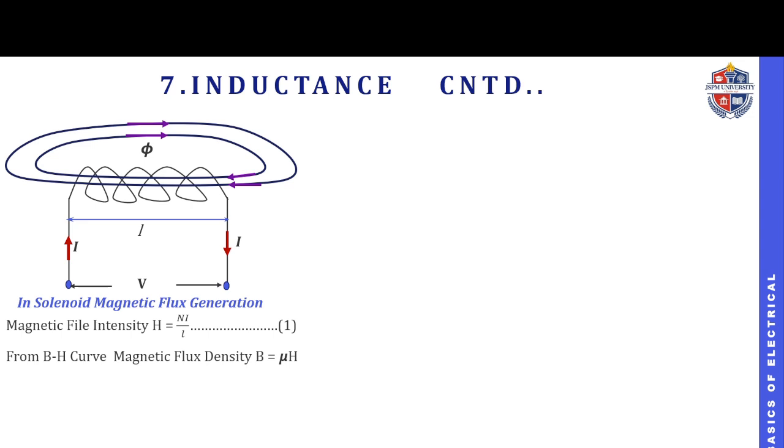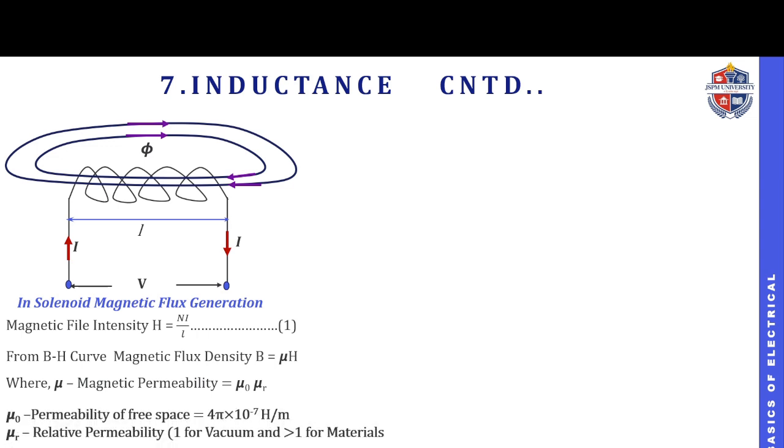Then mu, the magnetic permeability, is equal to mu naught into mu r. Here mu naught is the permeability of free space, that is 4 pi into 10 to the power minus 7 Henry per meter. Mu r is the relative permeability. It is 1 for vacuum and greater than 1 for materials. Based on the material used in the magnetic circuit, the mu r value will vary.